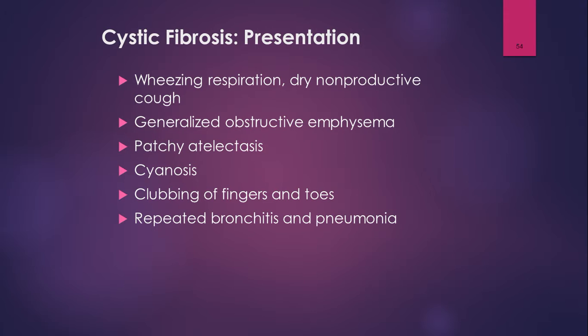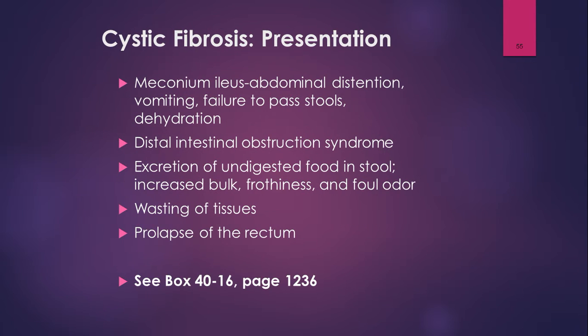Clinical manifestations of cystic fibrosis include wheezing respiration, dry non-productive cough, generalized obstructive emphysema, patchy atelectasis, cyanosis, clubbing of the fingers and toes, and repeated bronchitis and pneumonia. The patient with cystic fibrosis may have meconium ileus. You would see abdominal distension, vomiting, and failure to pass stools. Ultimately, you would see dehydration.